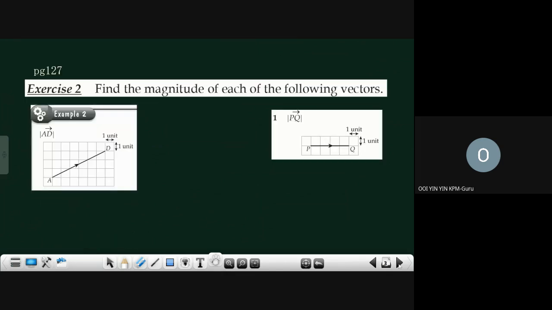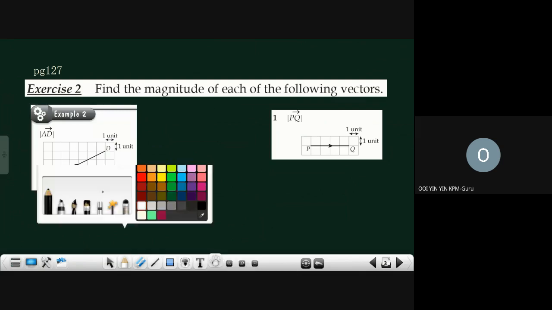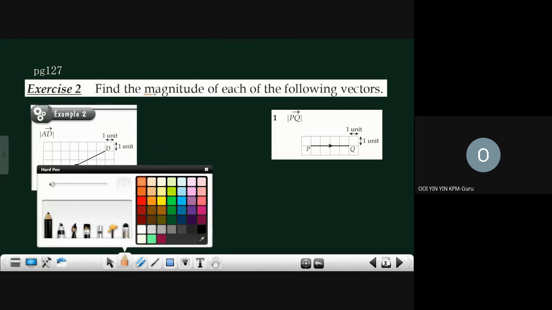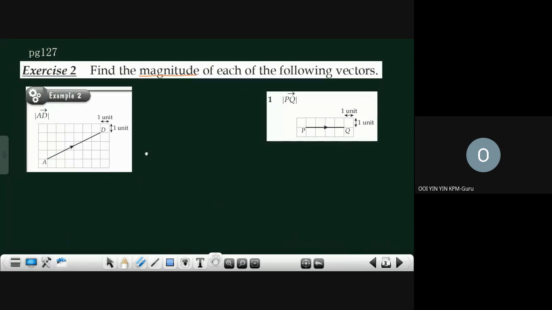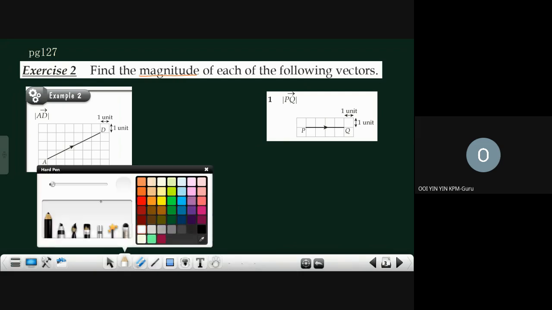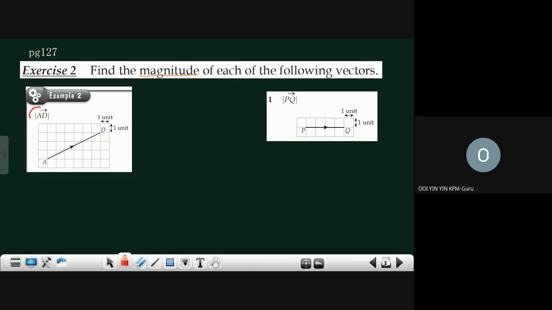Okay, find the magnitude. Yeah, just now you have heard a lot of magnitude, right? Actually, how to find the magnitude? Now, there's an example here. Okay, we go to example 2, page 127 here first. Okay, now, to find the magnitude for AD, if you see this symbol here, if you see there's a modulus here, that means they want the magnitude. Dia ada symbol macam ni. Okay, this is magnitude.